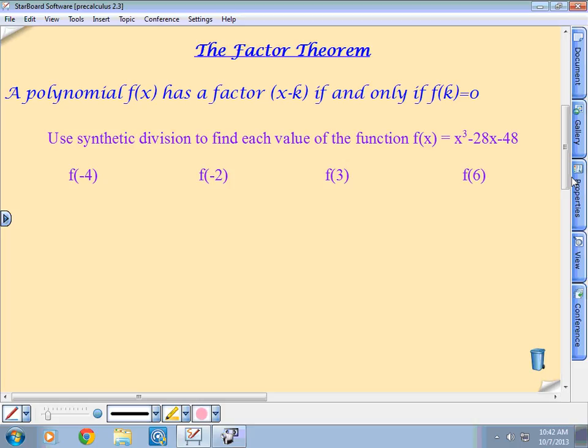So use synthetic division to find each value of the function x cubed minus 28x minus 48. All you're doing is, for these 4 different numbers, you're going to substitute those numbers in and see if you get a 0. If so, you'll find a factor. So in other words, we got negative 4 cubed minus 28 times negative 4 minus 48. So just evaluate that.